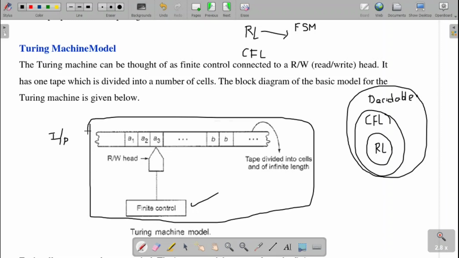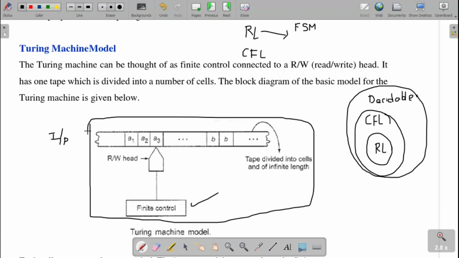To explain it briefly, there are three components in the Turing Machine model. The first one is the input tape, the second one is the read-write head, and the third is the finite control. The input tape is assumed to be of infinite length and is divided into a number of cells, and each cell will hold one element. Leaving our point of interest, the rest of the tape will be assumed to be blank.